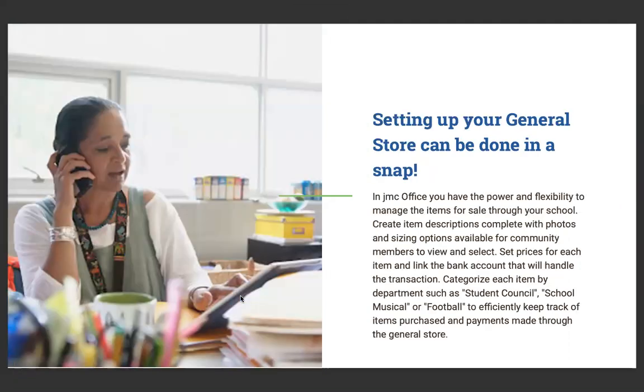So we tried to make setting up the General Store a snap. It's actually not that hard, but it's a new type of feature for you, and so we've got some great instructions for you. In JMC Office, you have the power and flexibility to manage the items for sale through your school. Create item descriptions complete with photos and sizing options available for community members to view and select. Set prices for each item and link the bank account that will handle the transaction. Categorize each item by department, such as student council, school musical, or football, to efficiently keep track of items purchased and payments made through the General Store.